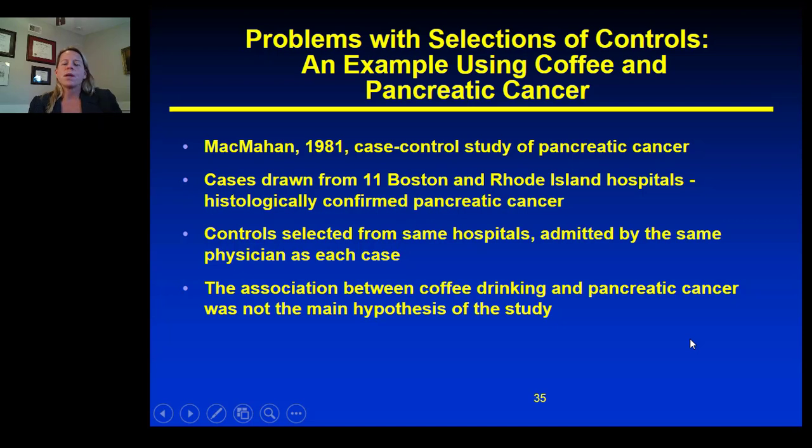Now I want to discuss some problems having to do with the selection of controls, and I'm going to give you an example using coffee and pancreatic cancer. This is from a case control study of pancreatic cancer, where cases were drawn from 11 different hospitals based on histological confirmation of cancer. The controls were selected from the same hospitals, but those controls were admitted for different reasons, by the same physicians as those who admitted the cases. In this publication, it was concluded that there was a relationship between coffee drinking and pancreatic cancer. However, that wasn't the main hypothesis of the study, but that's a side note.